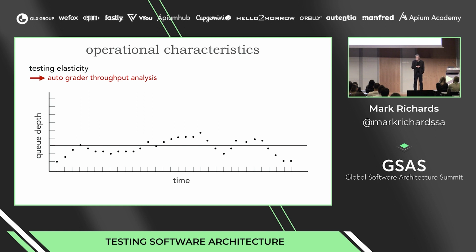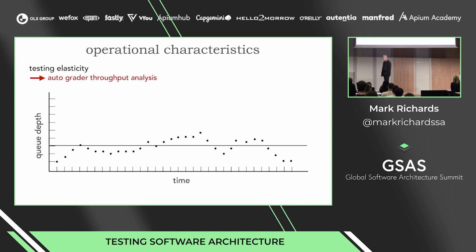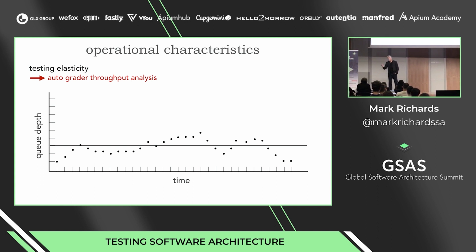And as a matter of fact, I look at the queue depth over time. Testing starts, and notice the queue's kind of up and down, up and down. But overall, this is another good demonstration about the fact that regardless of the number of students, 20 to 120,000, that autograder kept up.